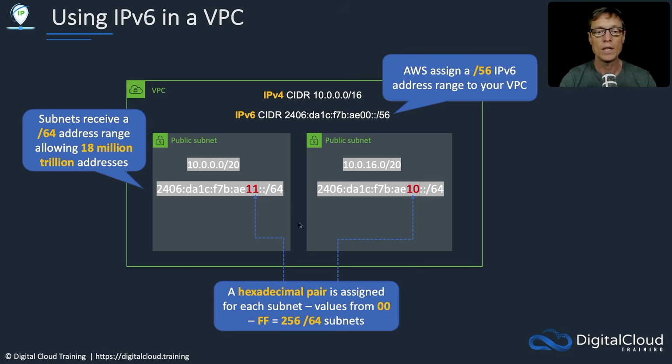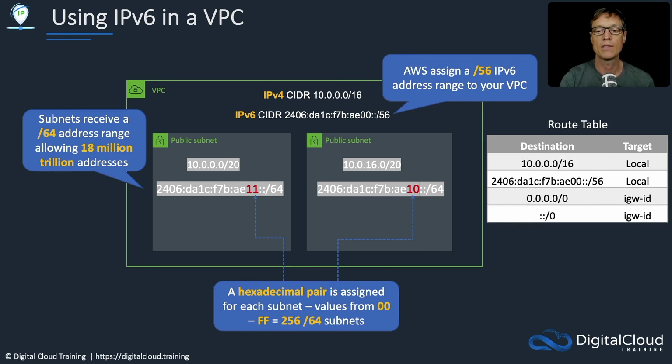So it has to be unique for each subnet, and it means that you're going to have a possible 256 subnets with IPv6 blocks in them, and each of those is a /64, so each of those will support 18 million trillion addresses. So lots of flexibility for your VPC. Now let's look at the route table once we've enabled IPv6.